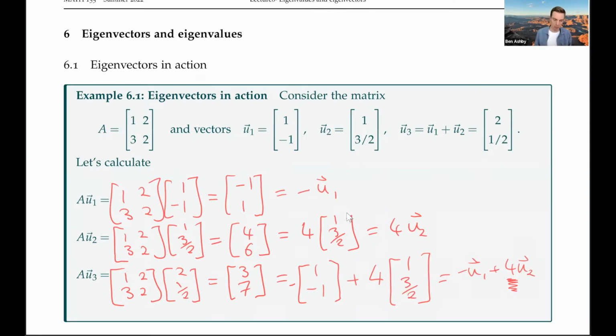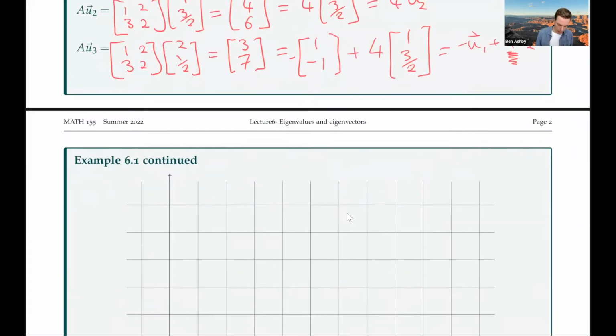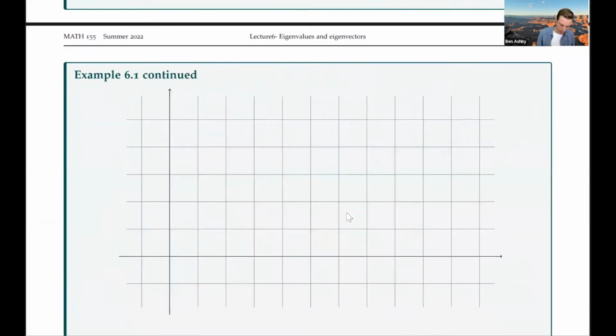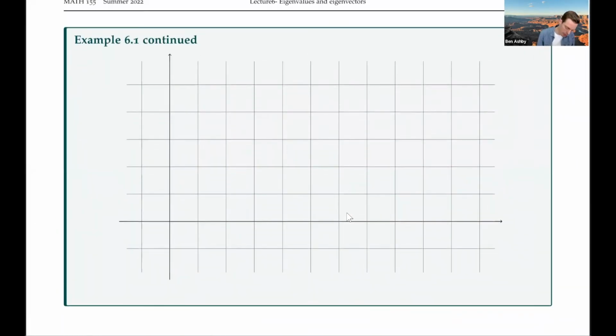And that becomes important later on. So if we just try and visualize what's going on here, if we have u1, so u1 was 1, minus 1 originally, so this is our u1. If we do A times u1, we get minus u1. So this here is just A times u1, which is minus u1.